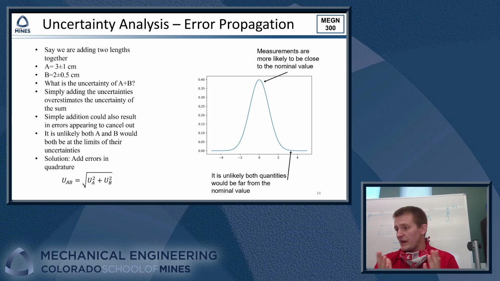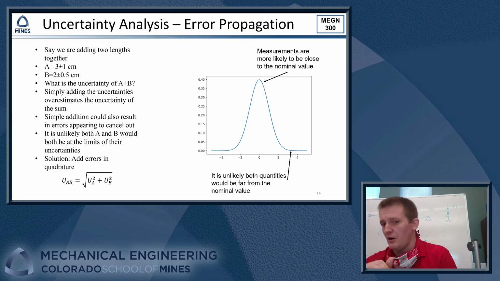So in this case, we have 2 lengths, A and B, and both of them have an uncertainty associated with them. We want to know what's the uncertainty of A plus B. Well, if we were to just add the uncertainties, we would end up overestimating the uncertainty of the sum, right? Keep in mind that typically these precision errors follow a Gaussian distribution, right? So if we just simply add the 2 uncertainties together, essentially we're saying that the uncertainties are the long tail of the Gaussian distribution, and we're going to add both of them together.